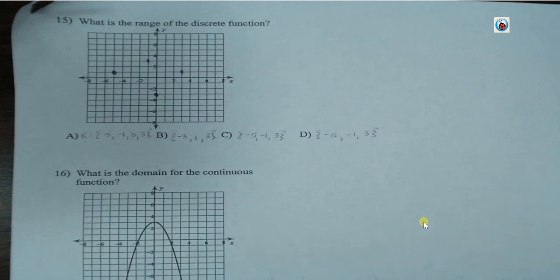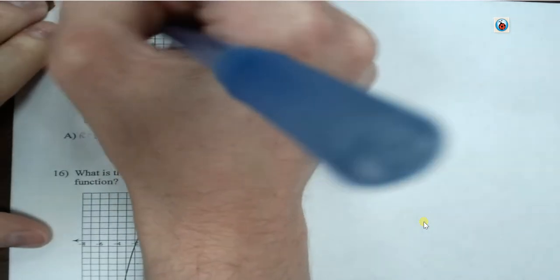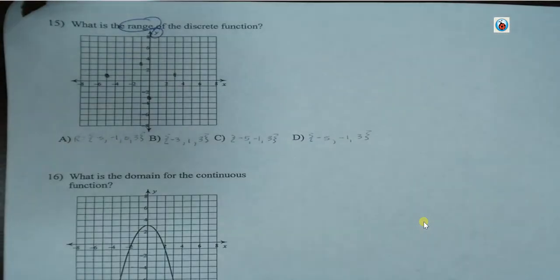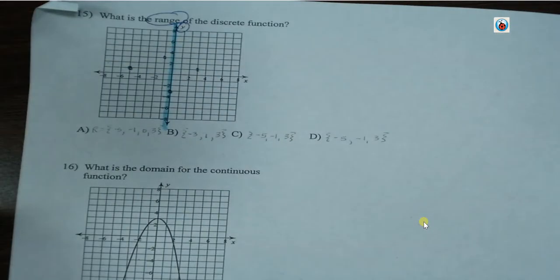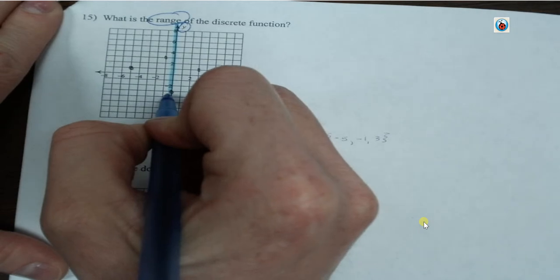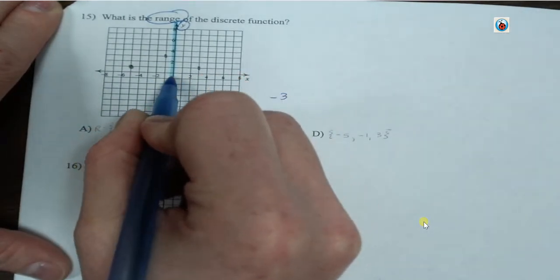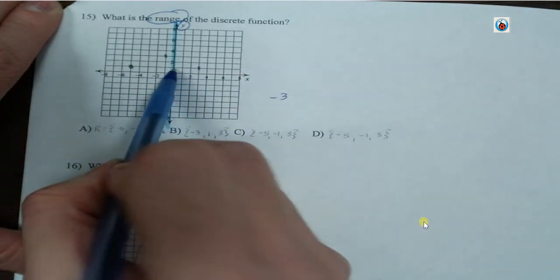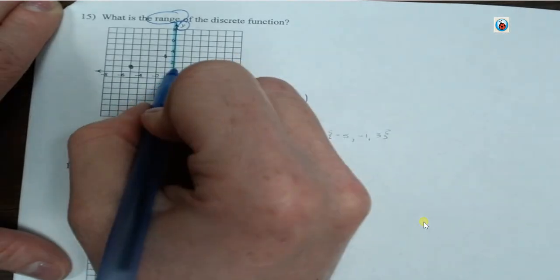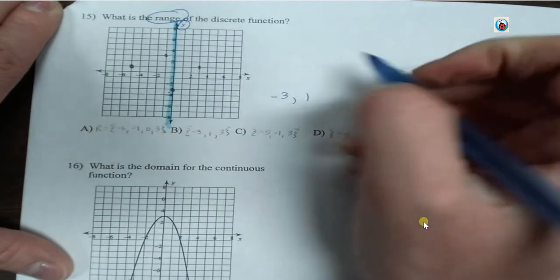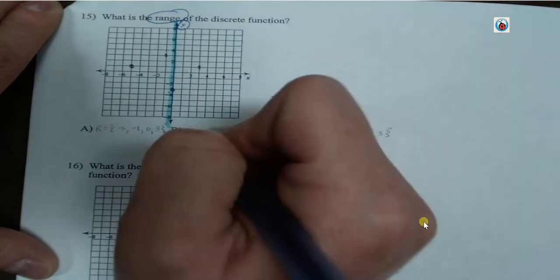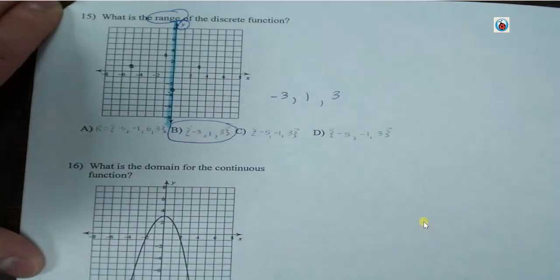What is the range of the discrete function? Range, I'm looking for all of my y values, so I'm looking for any of the numbers on my y-axis that include points. So I see my lowest one is -3, and as I move up, there are 2 points right here where y is 1, and as I move up, there's another point where y is 3, and that's it. So that matches up with B.